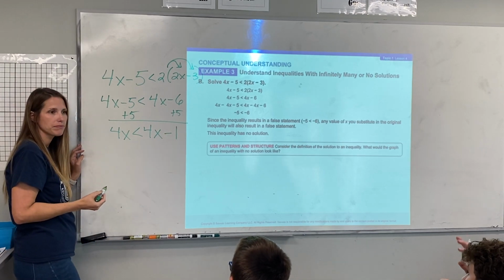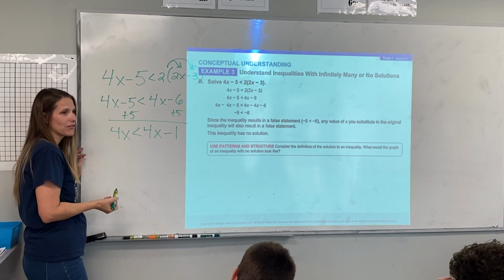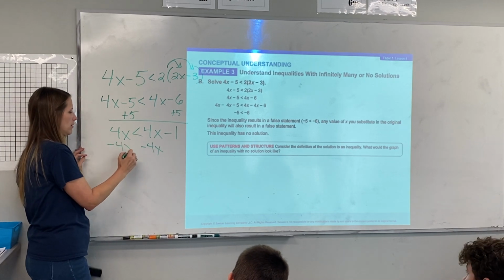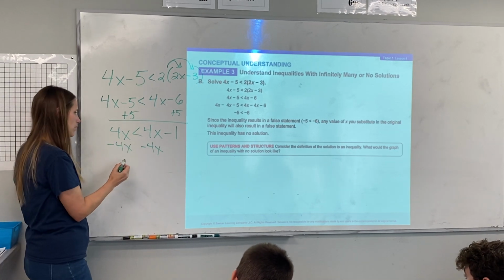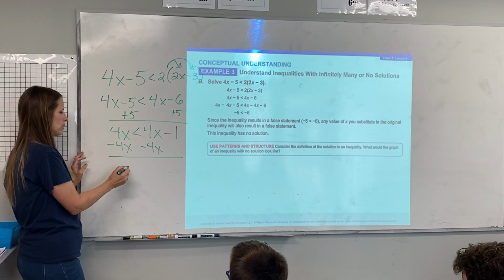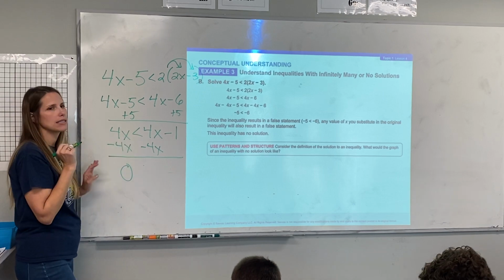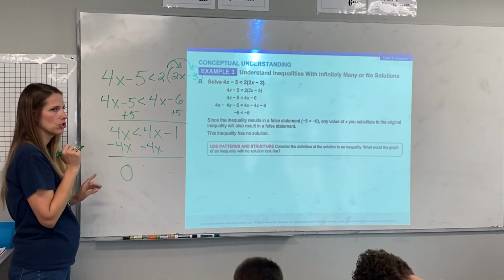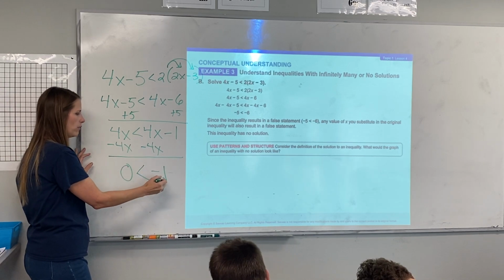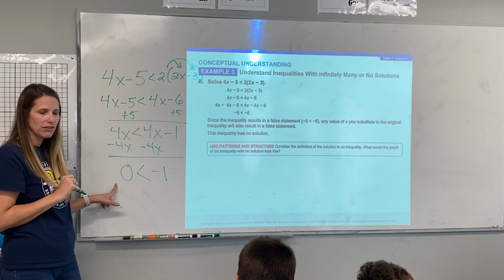Now what do we do? You have to deal with your x terms now. You minus 4x on both sides. Let's read it from left to right first, so it'd be 0 is less than -1. We're minusing, not dividing, so we don't have to change the inequality sign. It's a totally different statement, but it's still totally false, right?